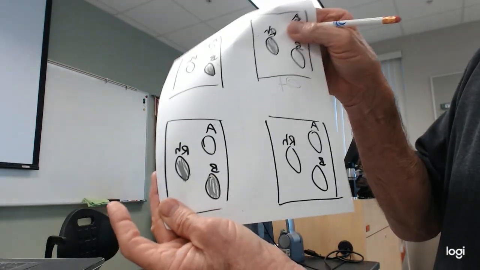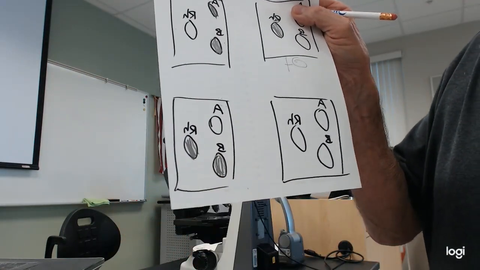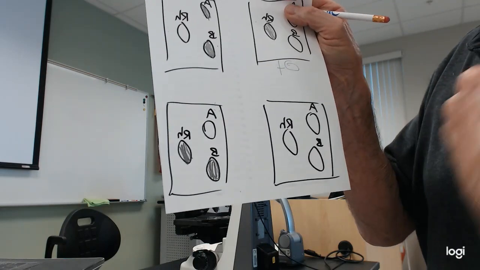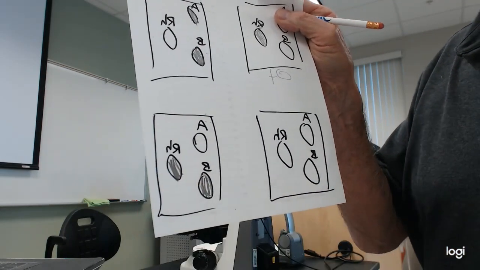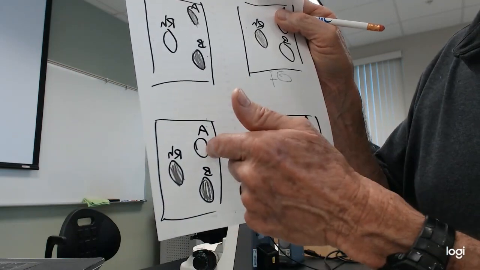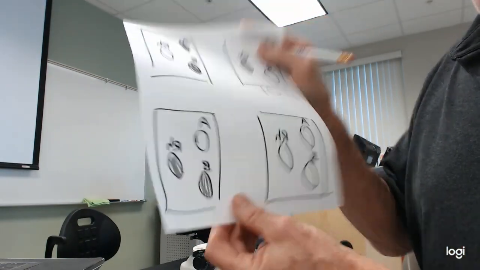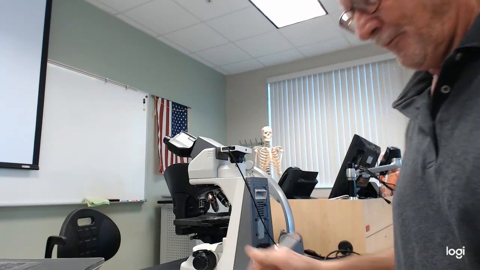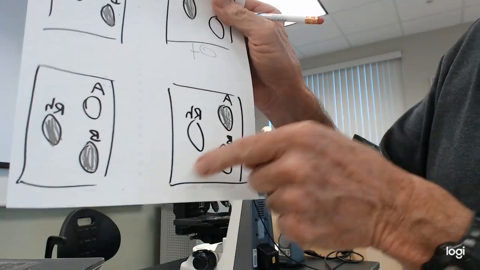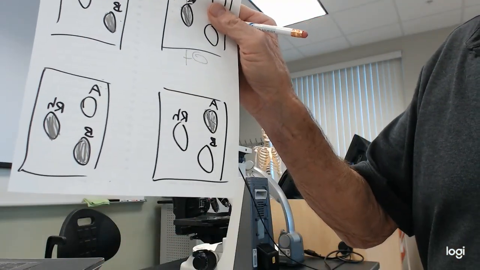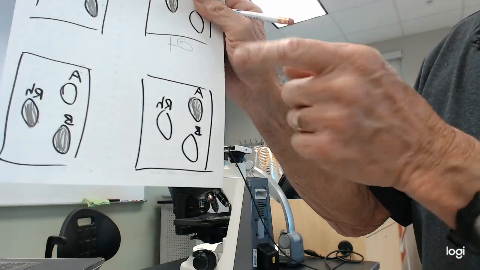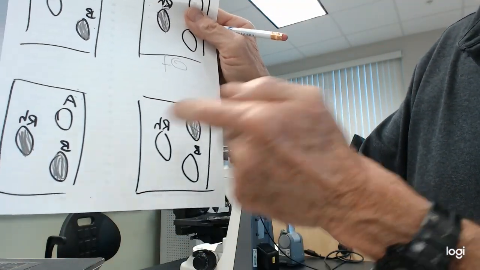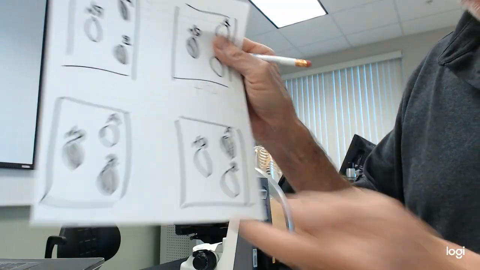How about this guy? What is this one? This is actually my blood type, B positive. Okay, there's no A, B positive. What's this one? That would be A negative. Only A, no RH, so A negative.